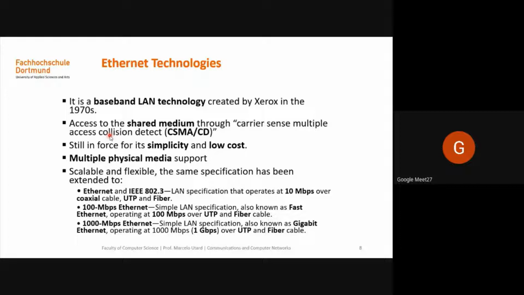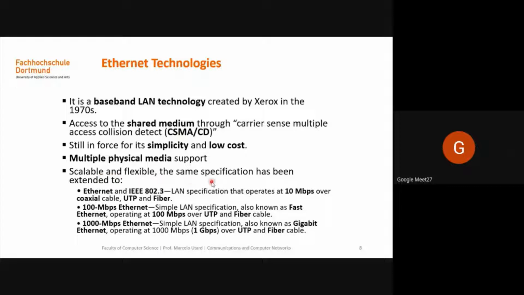This technology is based on access to a shared medium through an algorithm called carrier sense multiple access with collision detection, CSMA-CD. Still in force for its simplicity and low cost. And this technology supports multiple physical medias. It is a technology that offers very good scalability and is very flexible.